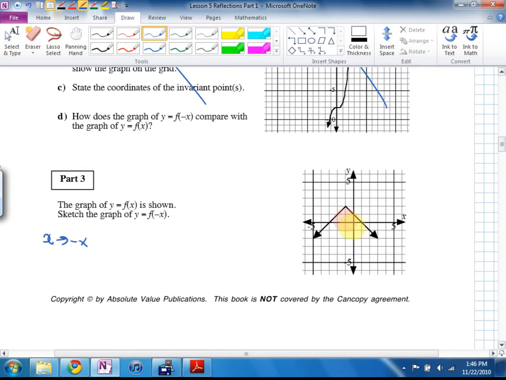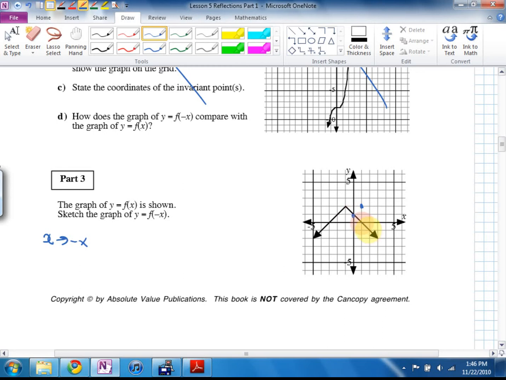Hey, Steph, what about the y-intercept? Oh, invariant. Because it's 0 left, right. And what's the opposite of 0 left, right? Still 0 left, right. So that's going to stay. What about this point right here? It's 1, comma 0. It's going to become negative 1, comma 0.